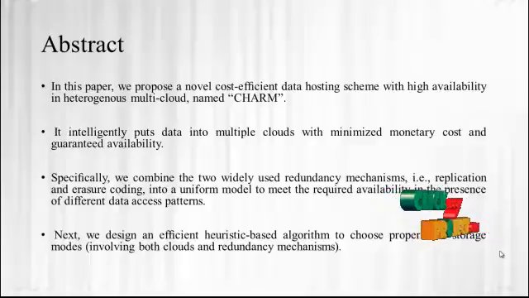Specifically, we combine the two widely used redundancy mechanisms, that is replication and erasure coding, into a uniform model to meet the required availability in the presence of different data access patterns. Next, we design an efficient heuristic-based algorithm to choose proper data storage modes involving both clouds and redundancy mechanisms.